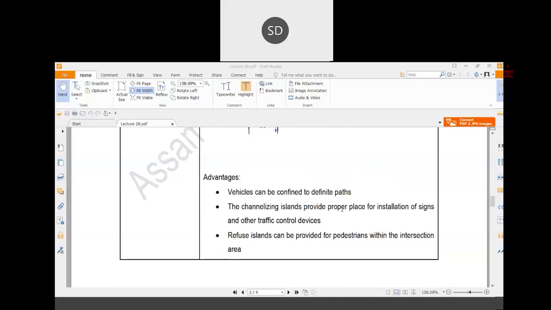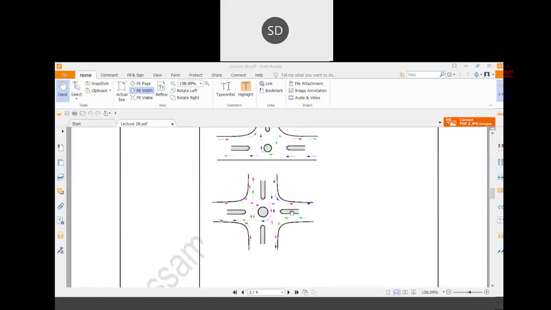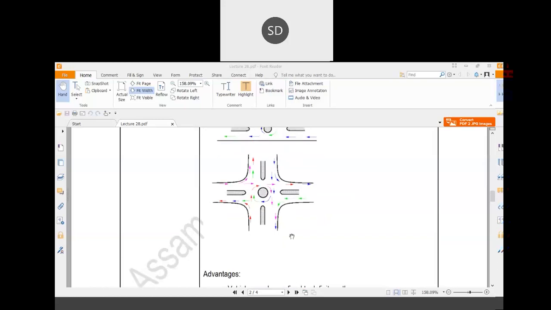So what are the advantages of this channelization? Vehicles can be confined to a defined path. So you can force the vehicles to move in a particular path as per your design of the intersection. The channelizing island provides proper place for installation of signs and other traffic control devices. So here you can install different traffic signs, or traffic light posts, or traffic signals, etc.